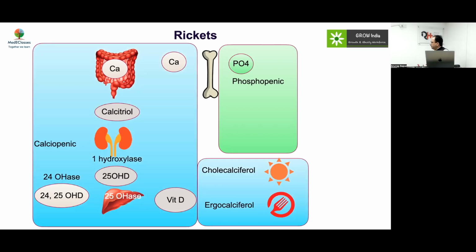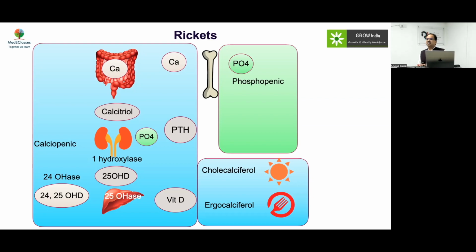Now, phosphopenic rickets needs to be differentiated from the calciopenic rickets, which is basically a calcium and vitamin D problem. But remember, all forms of rickets are ultimately phosphopenic, because if you have calcium deficiency, your parathyroid hormone will go up. And as soon as your parathyroid hormone goes up, you will lose phosphorus in the urine. So everybody with rickets should have a low phosphorus, and that's an important distinguishing point.